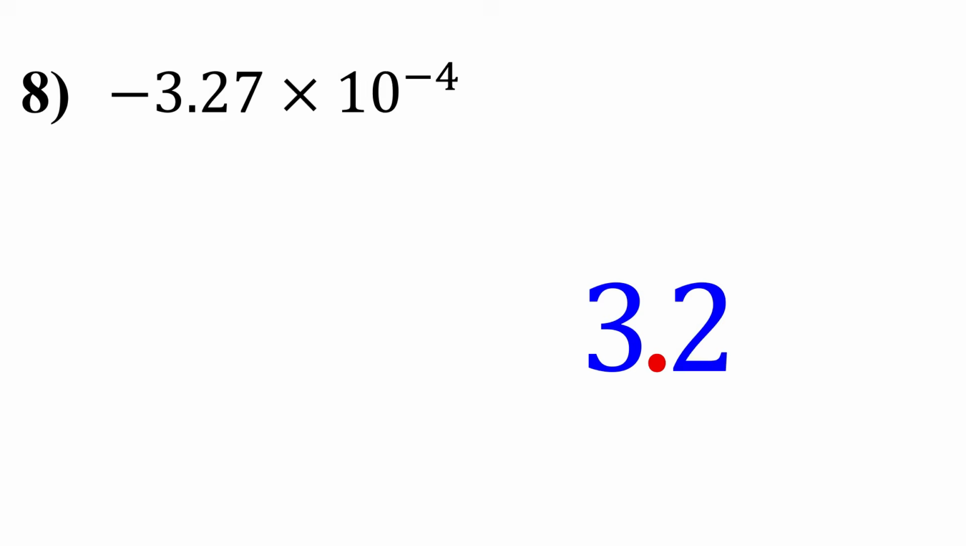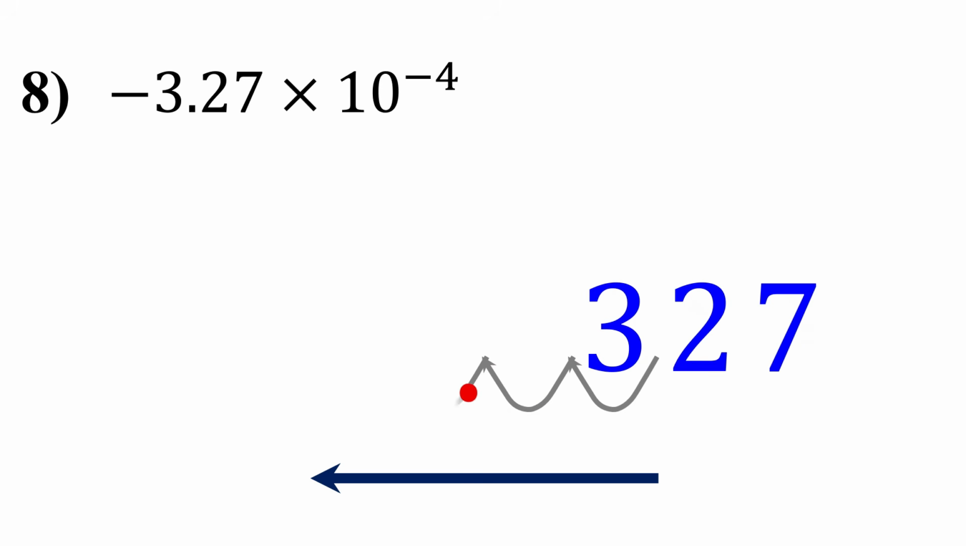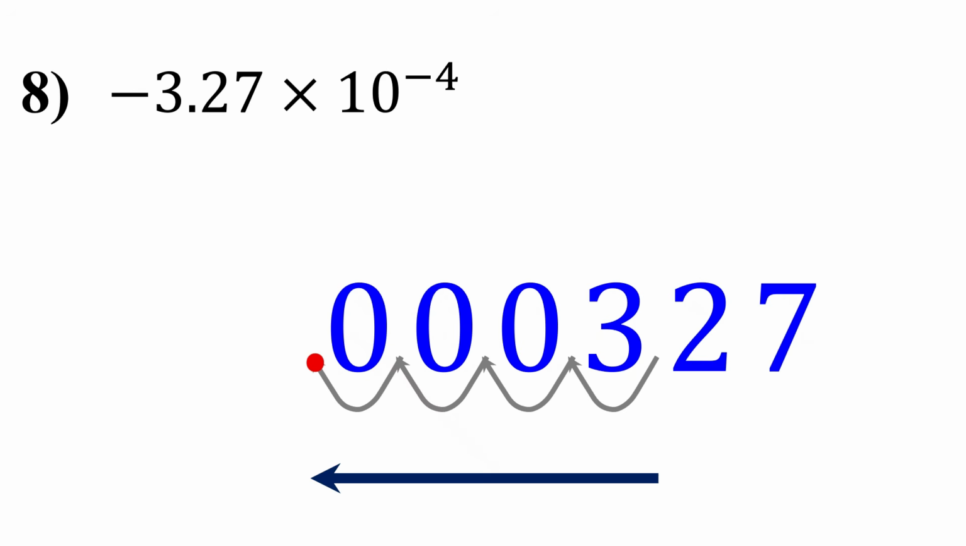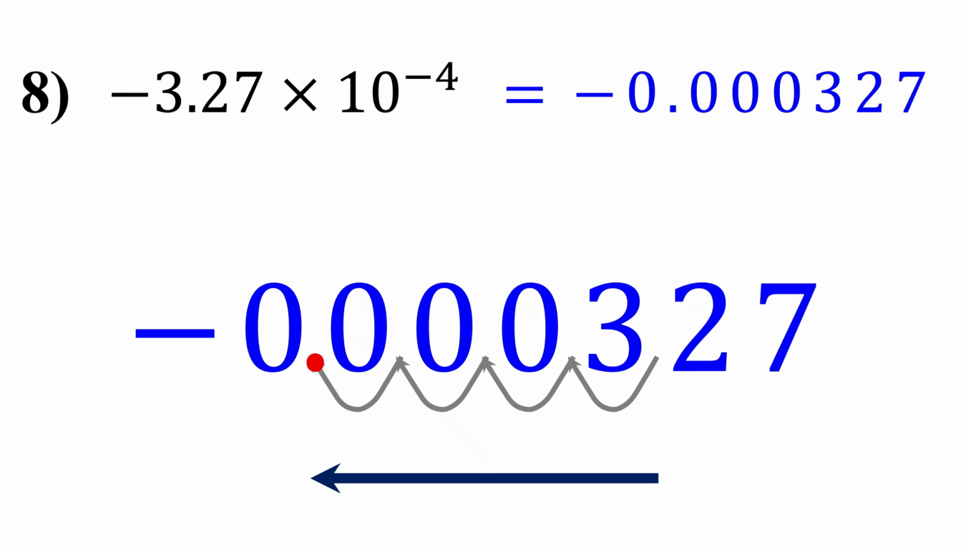Just like before, ignore the negative sign out front for a moment and focus on moving the decimal point. The exponent here is -4. So, move the decimal point 4 places to the left. Move it 1, 2, 3, 4 places. Then, fill the empty spaces with zeros. Also add a 0 before the decimal point. Now put the negative sign back. And that is our answer in standard form.